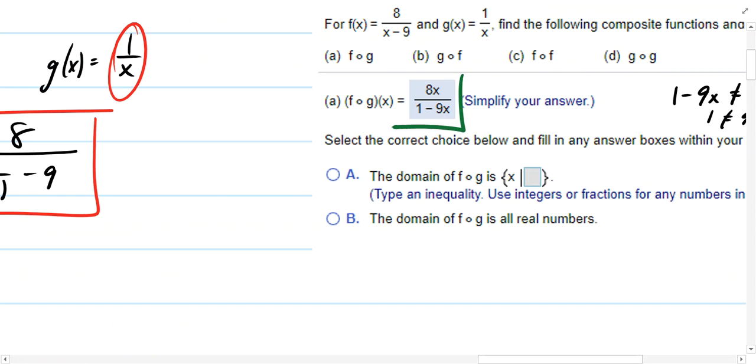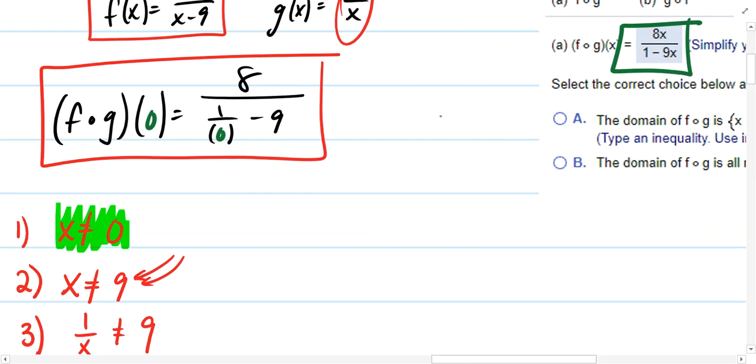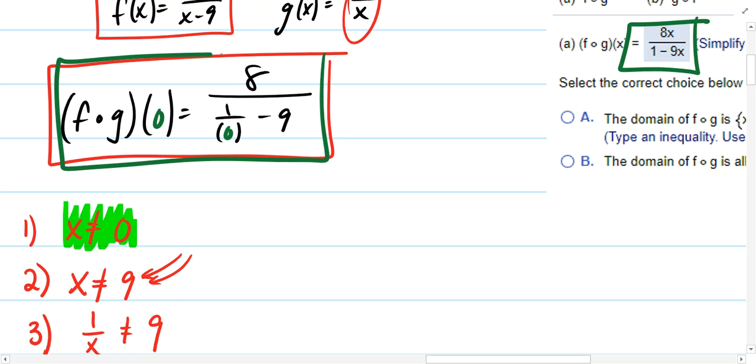Back here, I could have gotten away with it. 9 times 0, of course, is 0, so 1 minus 0 is 1. So we can evaluate the denominator. That comes out to be 1. 8 times 0 is 0. 0 divided by 1 is 0. We can evaluate this simplified form, but we cannot evaluate the expression in its original, most accurate form.